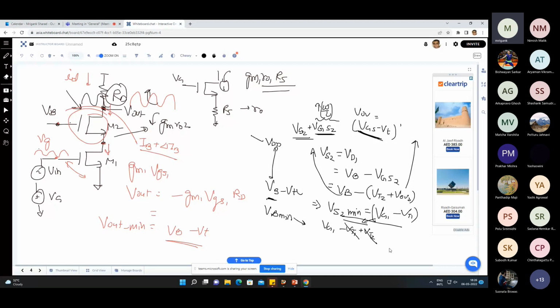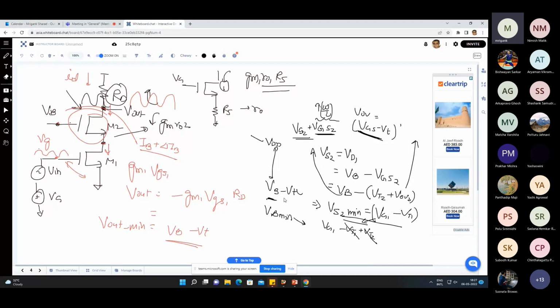So if you make M2 very large so that the effect of VGS2 is very small, VGS2 is approximately equal to VT2, then in that case it approaches VG1. And in that case, the swing is almost similar. Is that clear? But in general, this will be having lower swing as compared to simple common source.